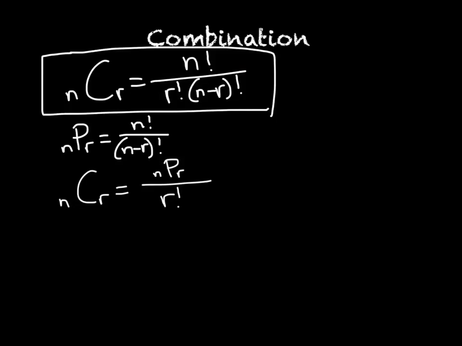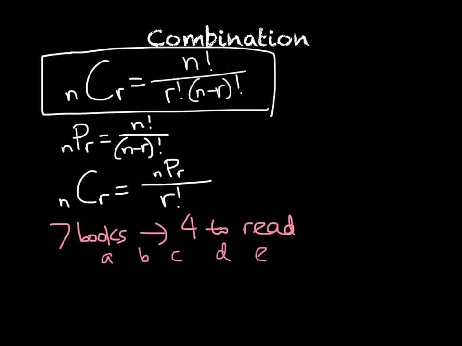Let's take our example of Alice reading books again. She has 7 books, and she wants to choose 4 to read. But now she doesn't care what order she reads them in. She only cares which 4 she reads at all. Let's just call these books A, B, C, D, E, F. So one example of the combination of books she can read is, let's just say, A, C, D, and F.